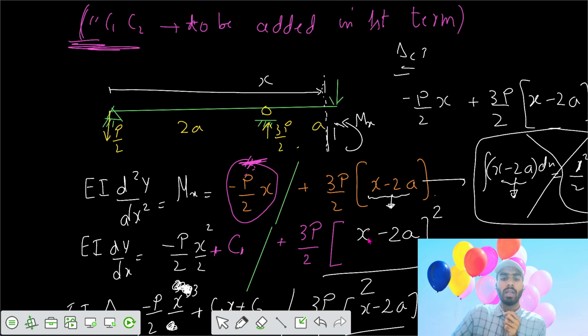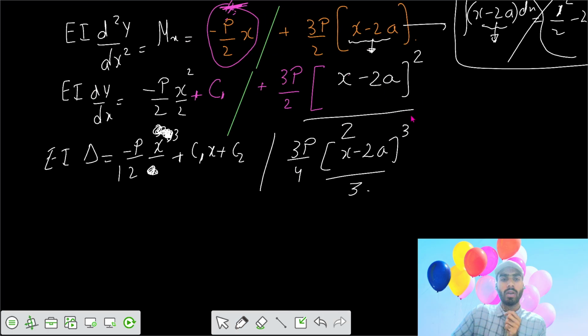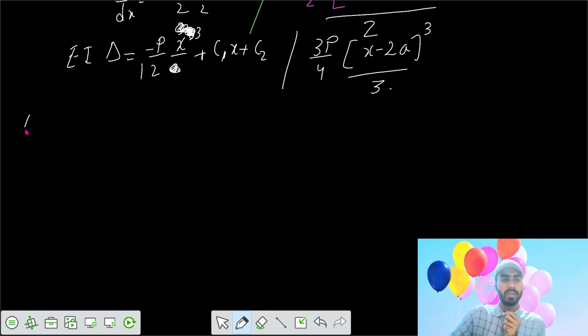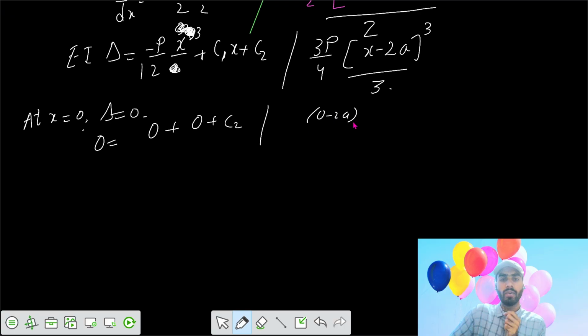Now we have to apply the boundary conditions. At x equals 0, delta equals 0. So that means it becomes 0 plus C2, and this term is not valid because you are writing 0 minus 2a, that's negative. You can say it's ignored. This term is not valid, so your C2 comes out to be 0.